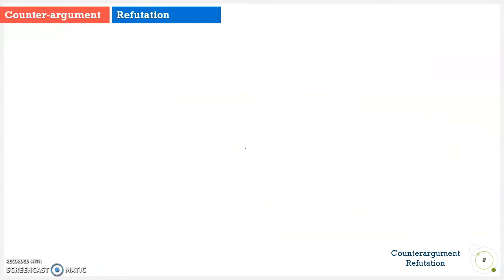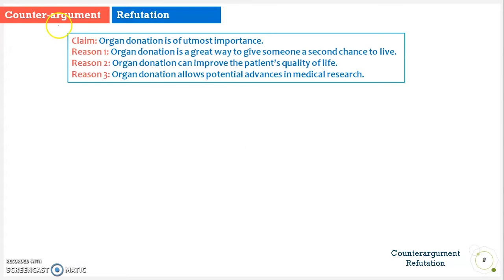Let's look at another example related to the other topic we discussed, which is organ donation. The writer was with organ donation and said that it is very important. The first reason was that it gives us a second chance to live, it improves the patient's quality of life, and finally it allows advancement in medical research.